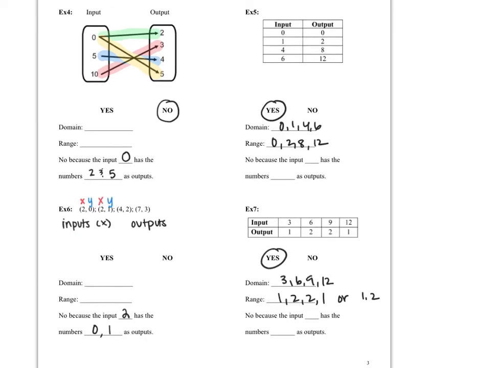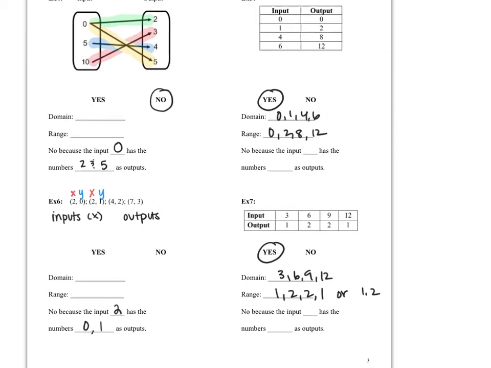So on example 5, this would be a function, yes, because each of my inputs has only one output. 0 has one output of 0, 1 has one output of 2, 4 has one output of 8, and 6 has one output of 12. My domain is all of the possible numbers that are going in, which are 0, 1, 4, and 6. My range is all the possible numbers that are coming out, which is 0, 2, 8, and 12.